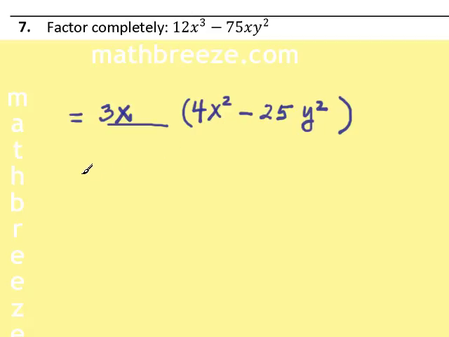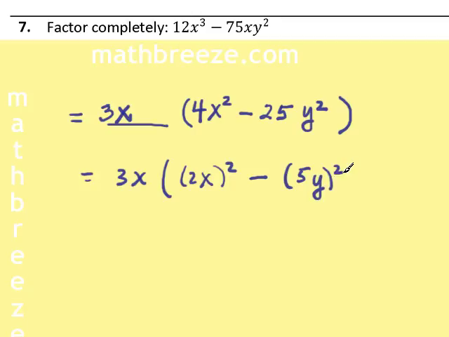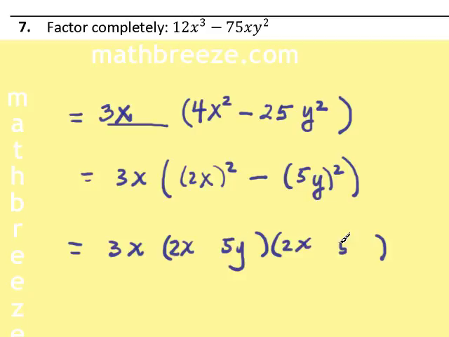Now this is a difference of 2 squares. Let's write it as a difference of 2 squares. 4x squared is 2x squared. 25y squared, that's 5y squared. Let's continue factoring. Just bring down the 3x, put down our 2 sets of parentheses, and fill in 2x, 5y, 2x, 5y, plus, minus.